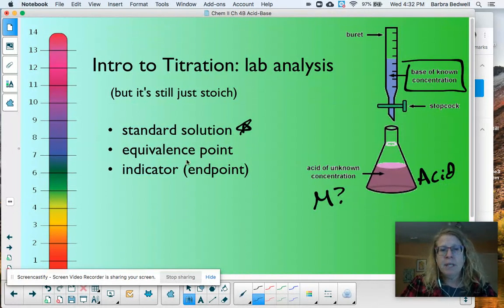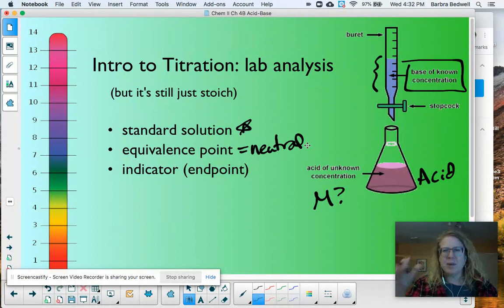That's totally fine. And then we're going to slowly drip this base into our acid, drop by drop, so that we can keep track of the volume that's happening. So just like was described in the previous problem, we're going to keep track of how much volume of base was used for this thing to go exactly neutral. And how do we know it goes exactly neutral? Because we're going to use an indicator, a color-changing chemical that turns color at its endpoint, really close to the equivalence point, and that means neutral.